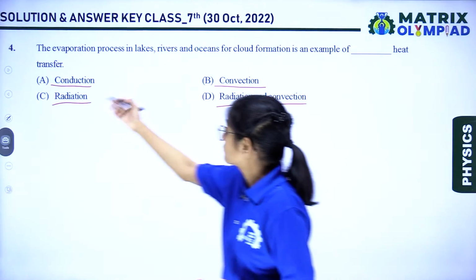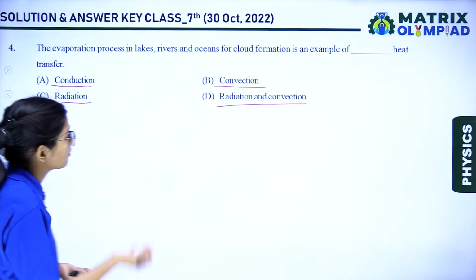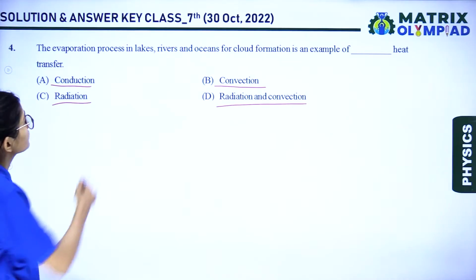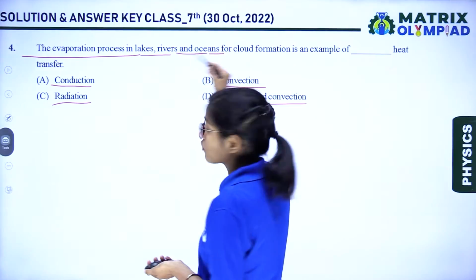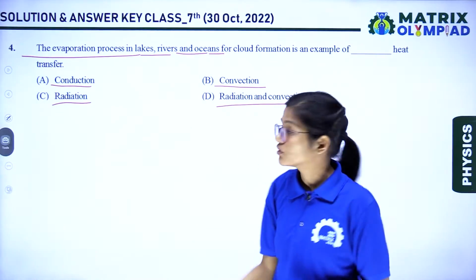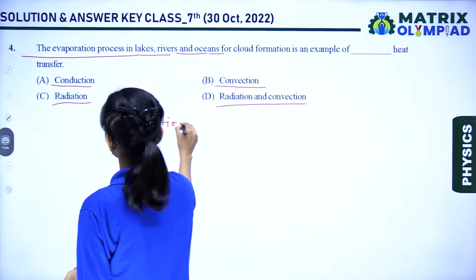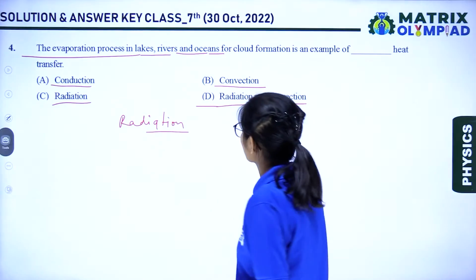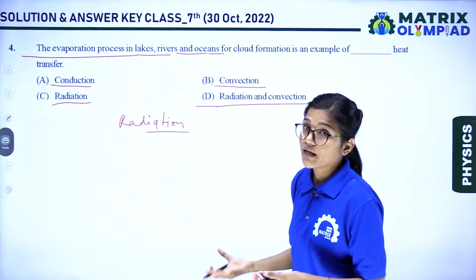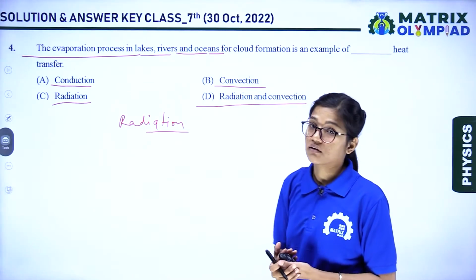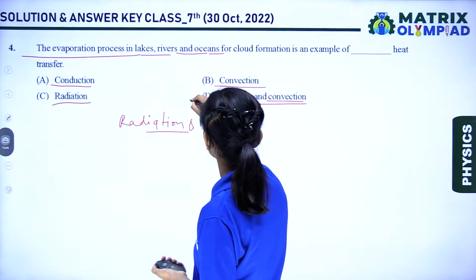And radiation is how the sun's heat reaches the surface of the earth. In the evaporation process, the lake, river and ocean water get heated up with the help of the sun's heat, so it uses radiation. So our answer can be options C and D. Now rivers, lakes and oceans get heated up, become lightweight, rise upward and make the clouds. So convection is also included in this process. So for this question our answer will be option D.